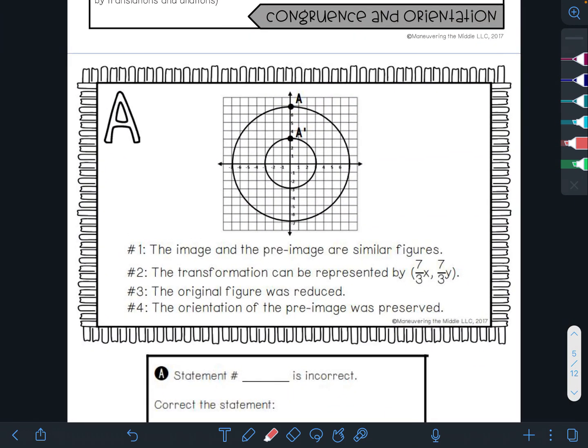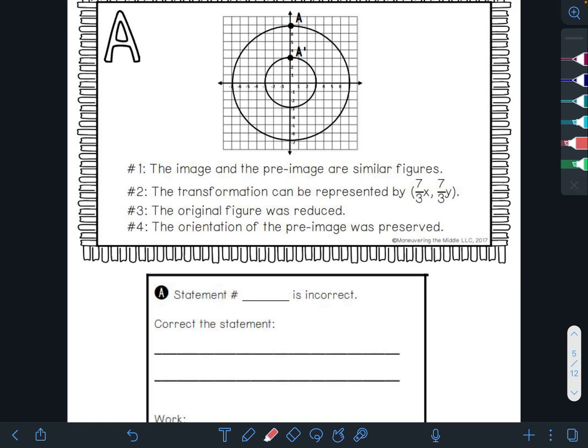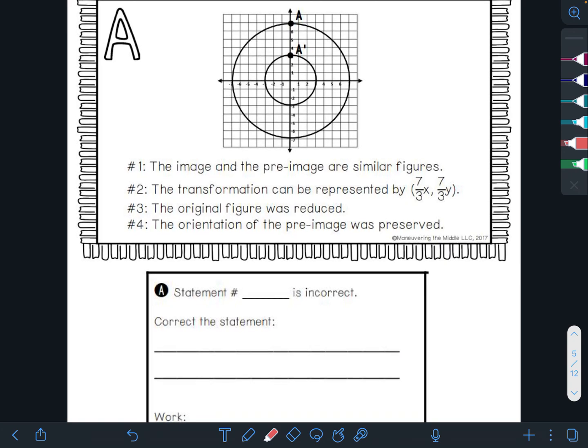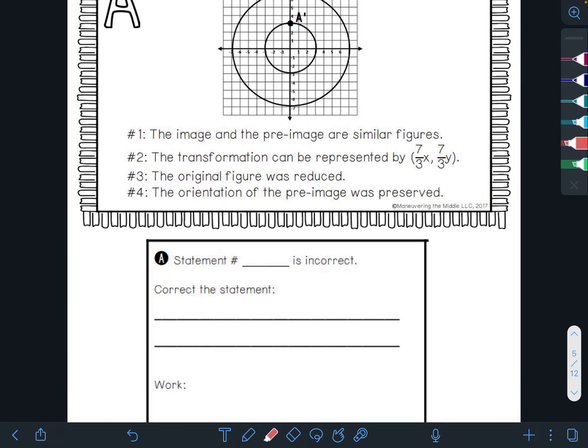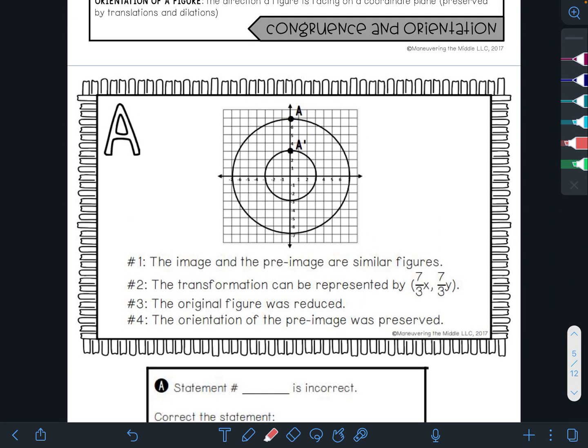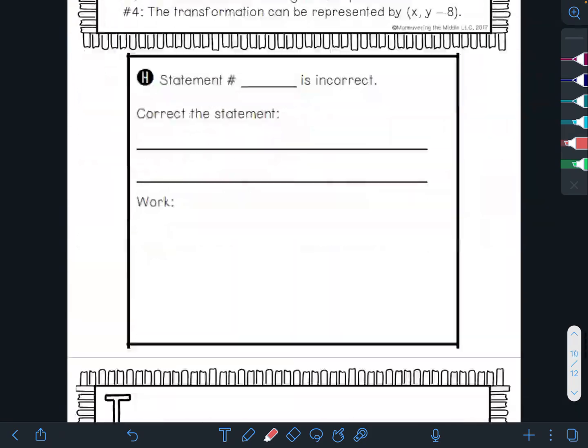On each one of these, you're going to go through and determine which statement is incorrect. There are 3 statements that are correct and 1 statement that is incorrect. You are going to identify the incorrect statement and then tell me why. So you have these to work through.